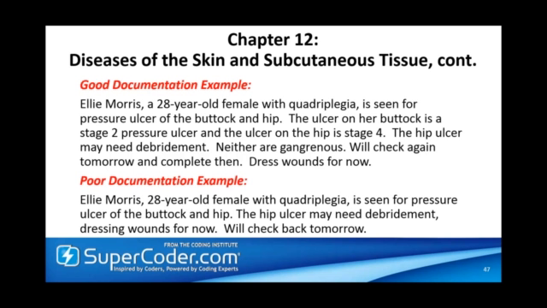Versus a poor documentation in which there's very little information provided. All that we know is the location of the pressure ulcer. The documentation fails to provide the stage, as well as to tell if gangrene is present.